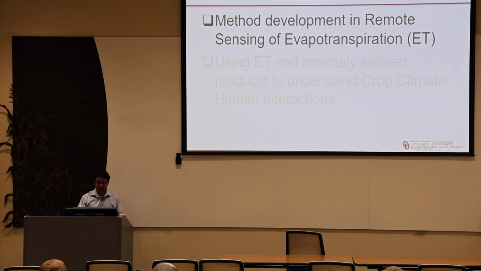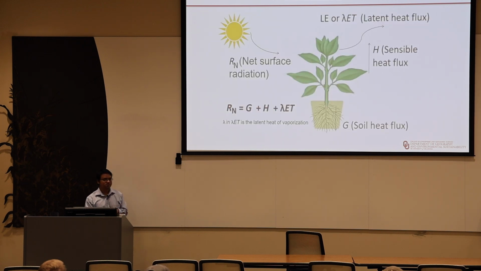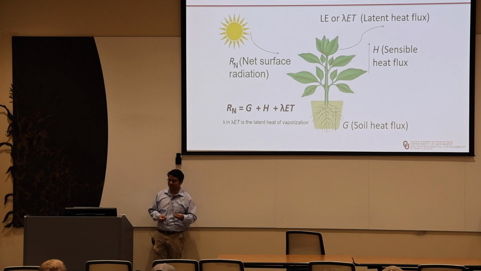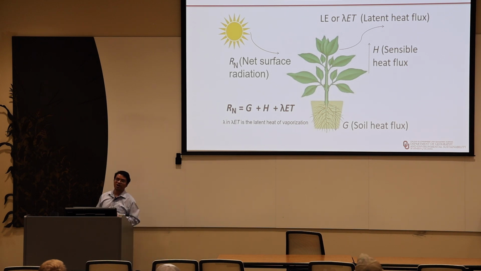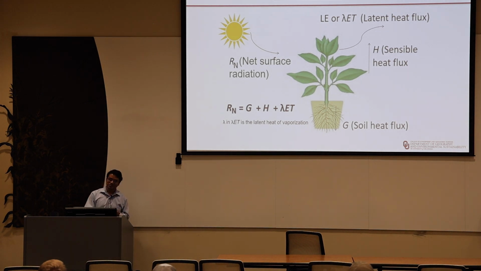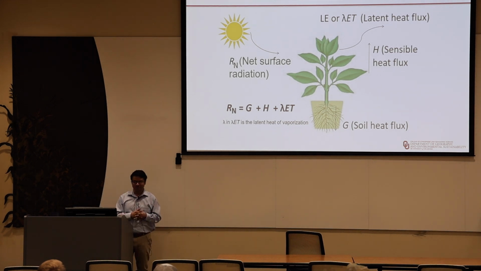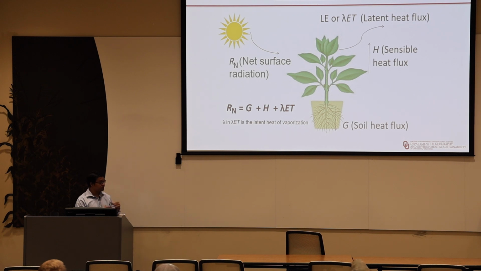So, the method development in remote sensing. How do we map the water that we cannot see? How do we map the water that is used by plants? There are different processes, and there are also different methods. One of the most widely used methods is looking at the surface energy balance. In the surface energy balance, the main source of energy on Earth is the sun, solar energy. When that energy is received by the surface, it is used in different ways.